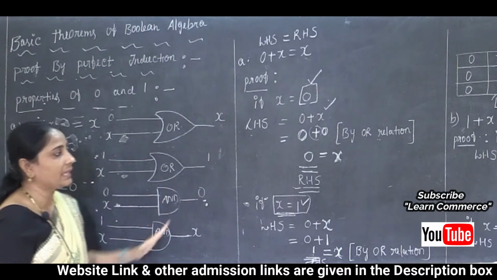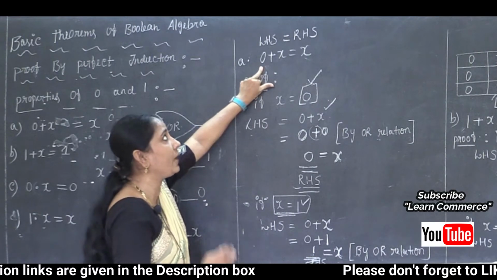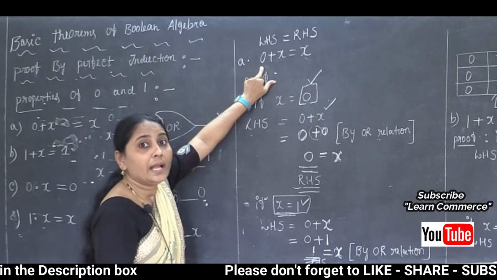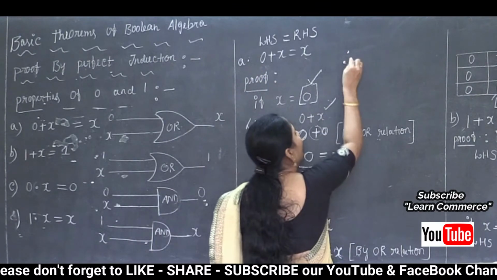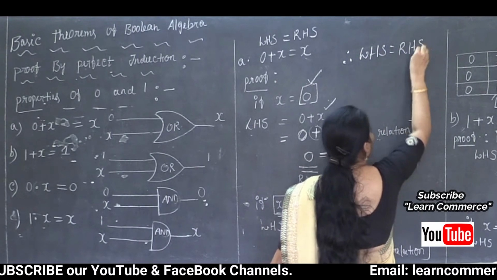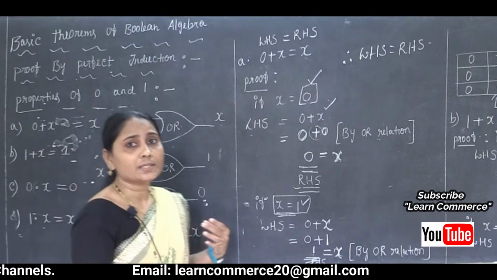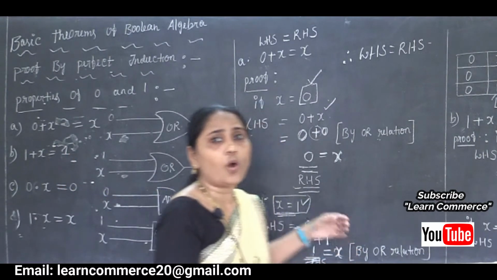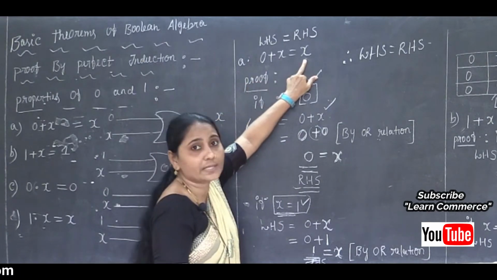So we can say that the first thing, 0 plus x is equal to x, or the left hand side is equal to the right hand side. So therefore here the left hand side is equal to the right hand side, and thus for every value of x, 0 plus x is equal to x always, correct?